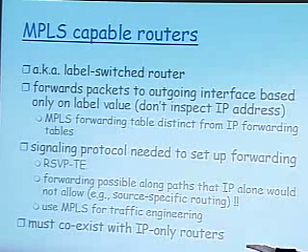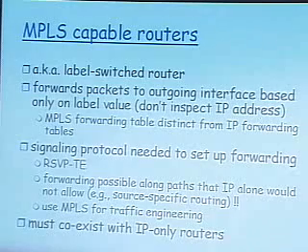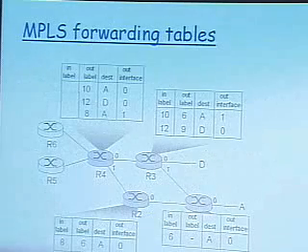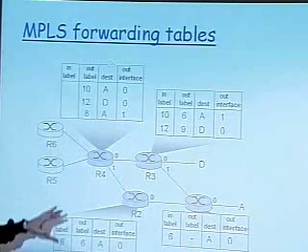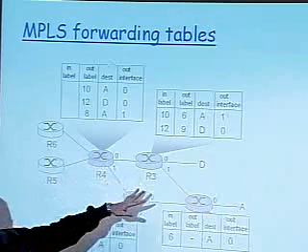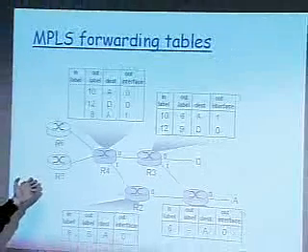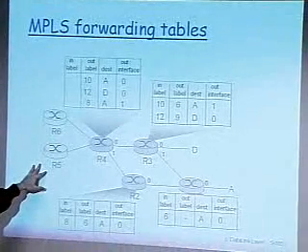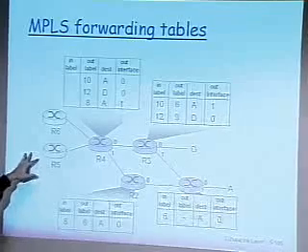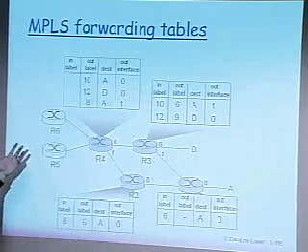MPLS must coexist with IP-only routers. So MPLS sort of provides a tunnel between IP-only routers. Let's look at an example here. So in this example, the blue routers are routers which are capable of MPLS. The white routers are IP-only routers. So the white routers are not going to have any MPLS forwarding table. They'll only have the IP routing table, and they'll route based on the IP routing mechanism.